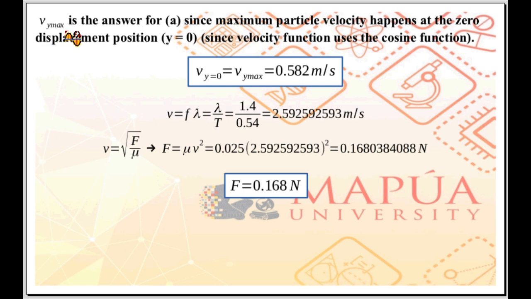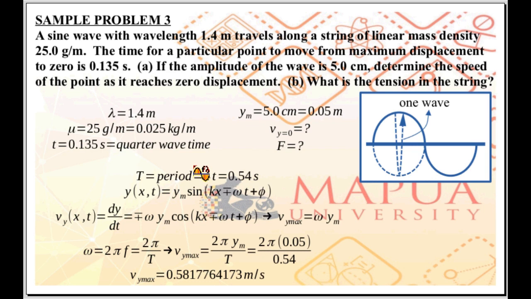Now, vy max, which we have just determined, is the answer for A, since maximum particle velocity happens at the zero displacement position, y is equal to 0. This happens because the velocity function uses the cosine function, whereas the position function uses the sine function. When sine is maximum, cosine is minimum. And when cosine is maximum, sine is minimum. If cosine is maximum, sine is minimum, and minimum sine will give you minimum y.